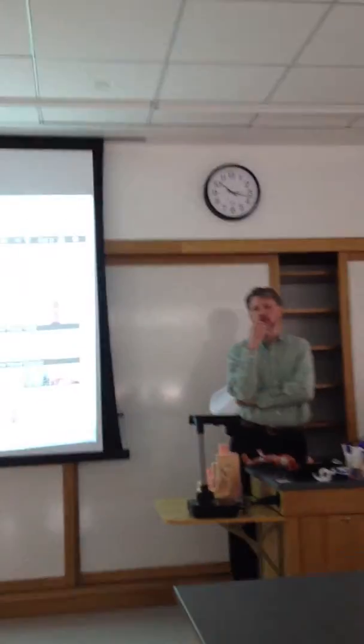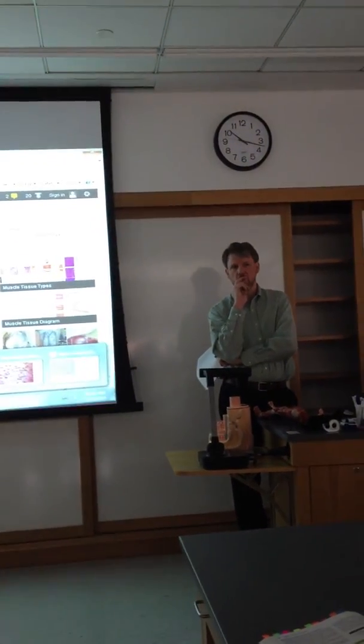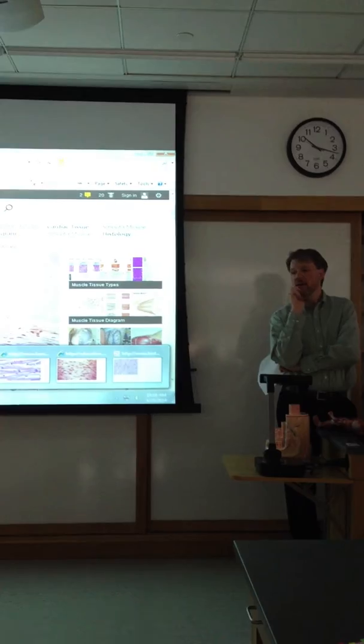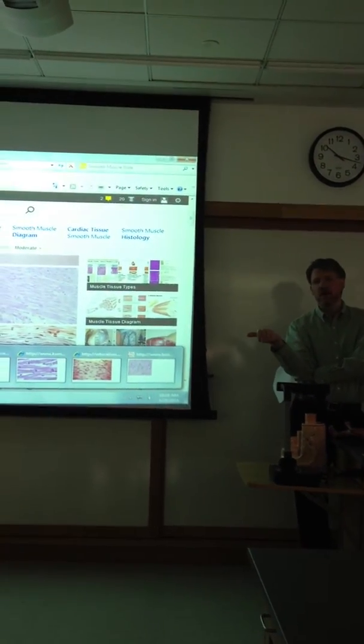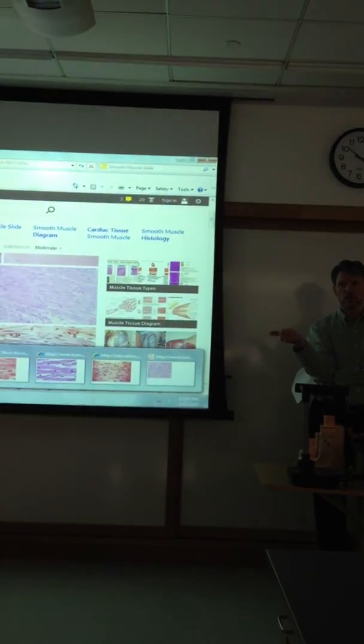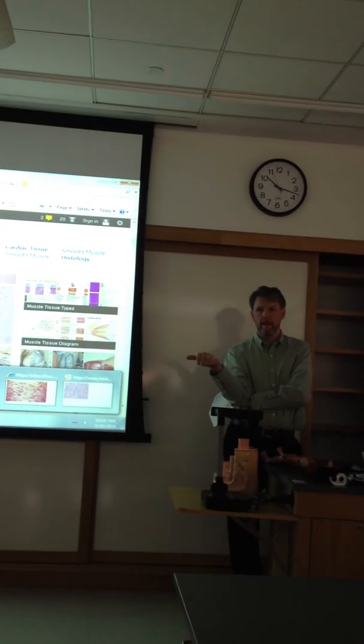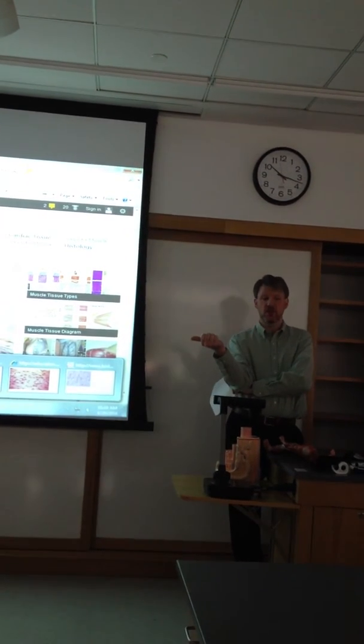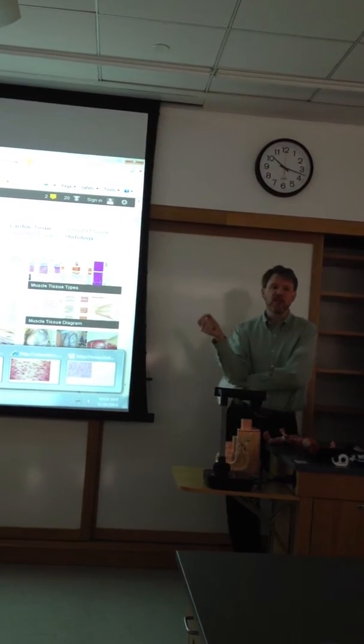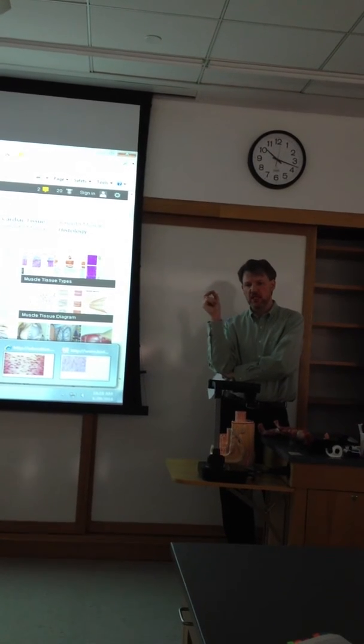Anyone know some tip-offs when you look at skeletal muscle? Striations. Yeah, there's striations, obviously. But where else are you going to see striations? What other type of muscle? Cardiac muscle, you'll see it also. So you have to differentiate cardiac from skeletal muscle.